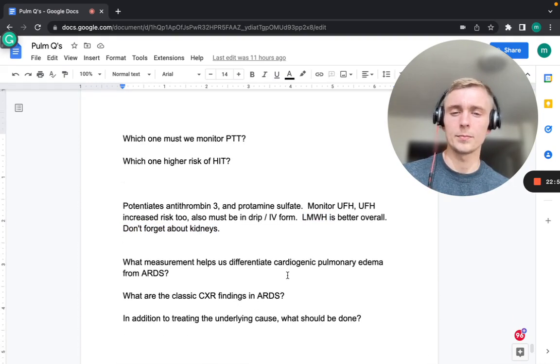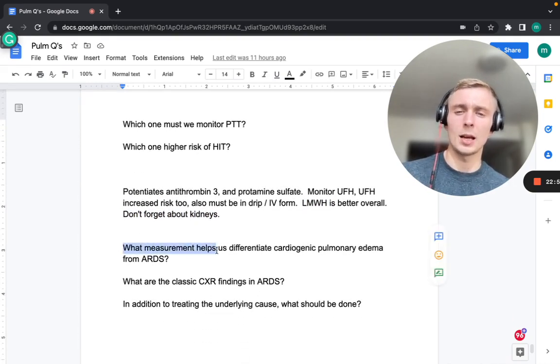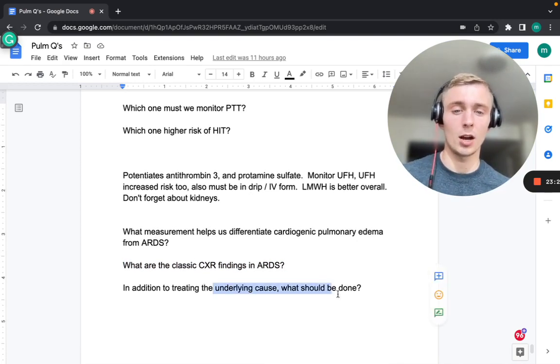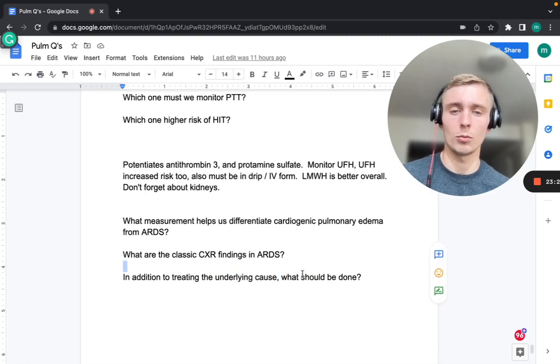Next one, what measurement helps us differentiate cardiogenic pulmonary edema from acute respiratory distress syndrome? So how do we know the difference between ARDS and cardiogenic pulmonary edema? What measurement? What are the classic chest x-ray findings in ARDS? So sometimes when ARDS is the answer, they might just try to describe to you the chest x-ray findings, and you have to know that that is ARDS. So what would those findings be? In addition to treating the underlying cause, what should be done? So how are we going to treat this?